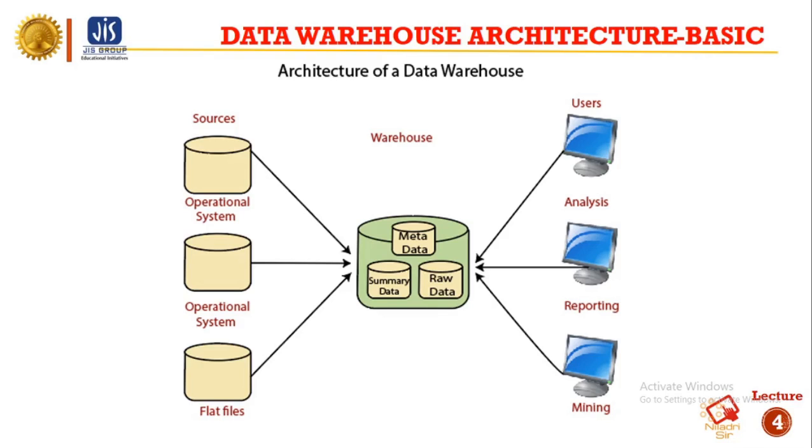Metadata is basically used to direct a query to the most appropriate data sources. Now, what is the lightly and highly summarized data? This area of the data warehouse saves all the predefined lightly and highly summarized data generated by the warehouse manager. The goal of the summarized information is to speed up query performance.